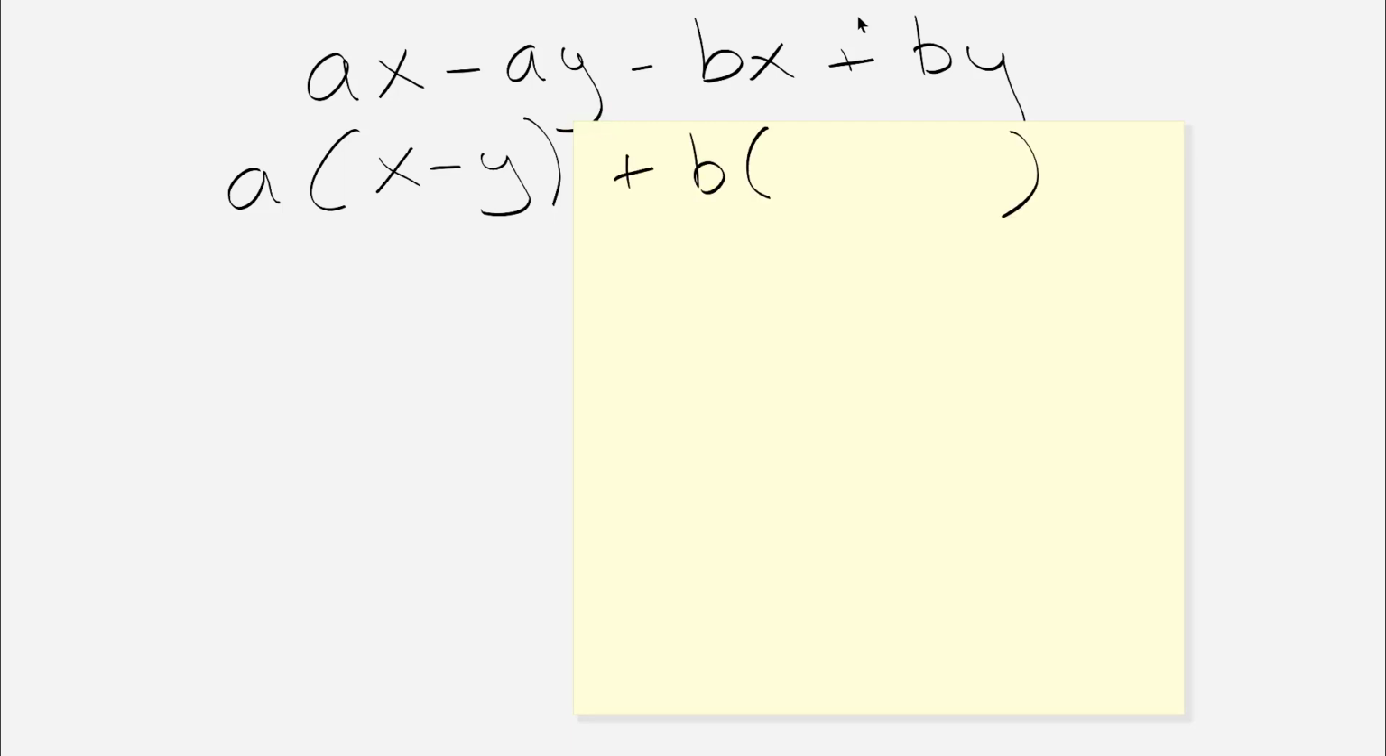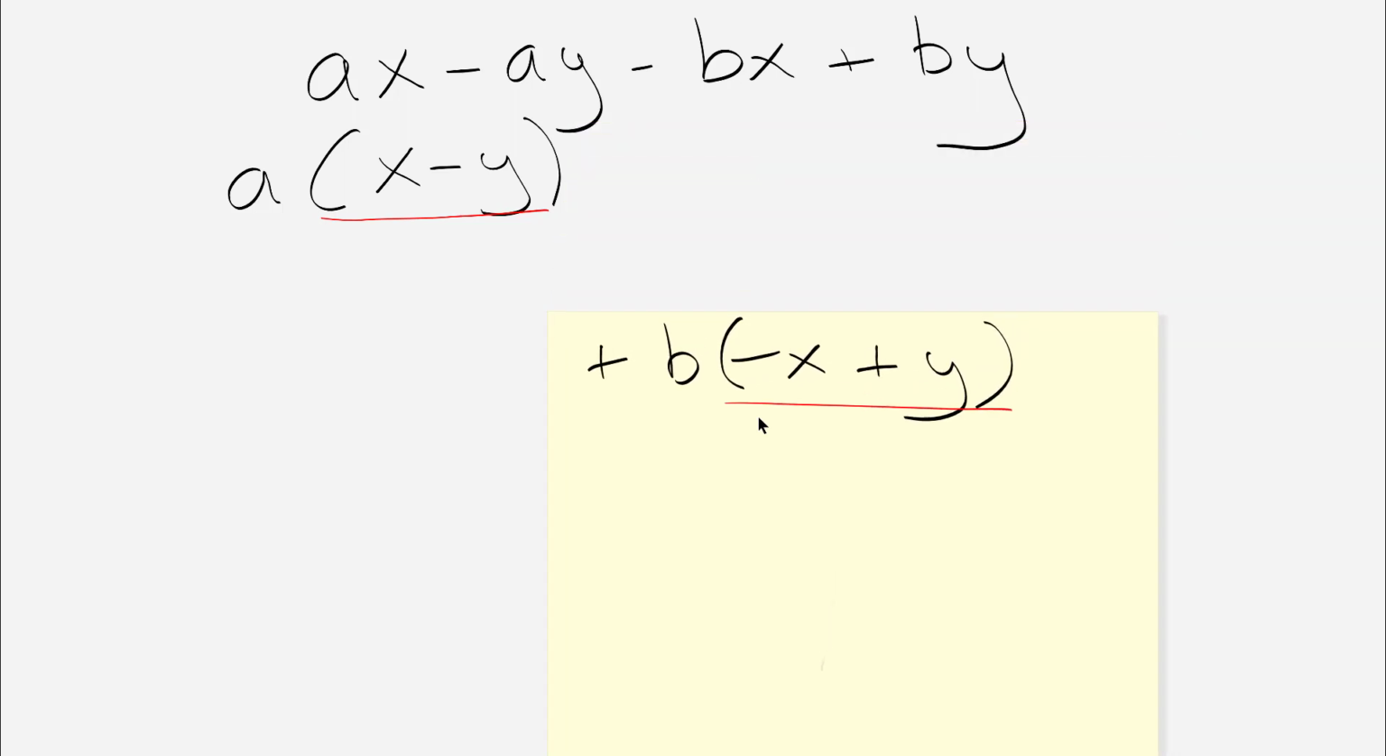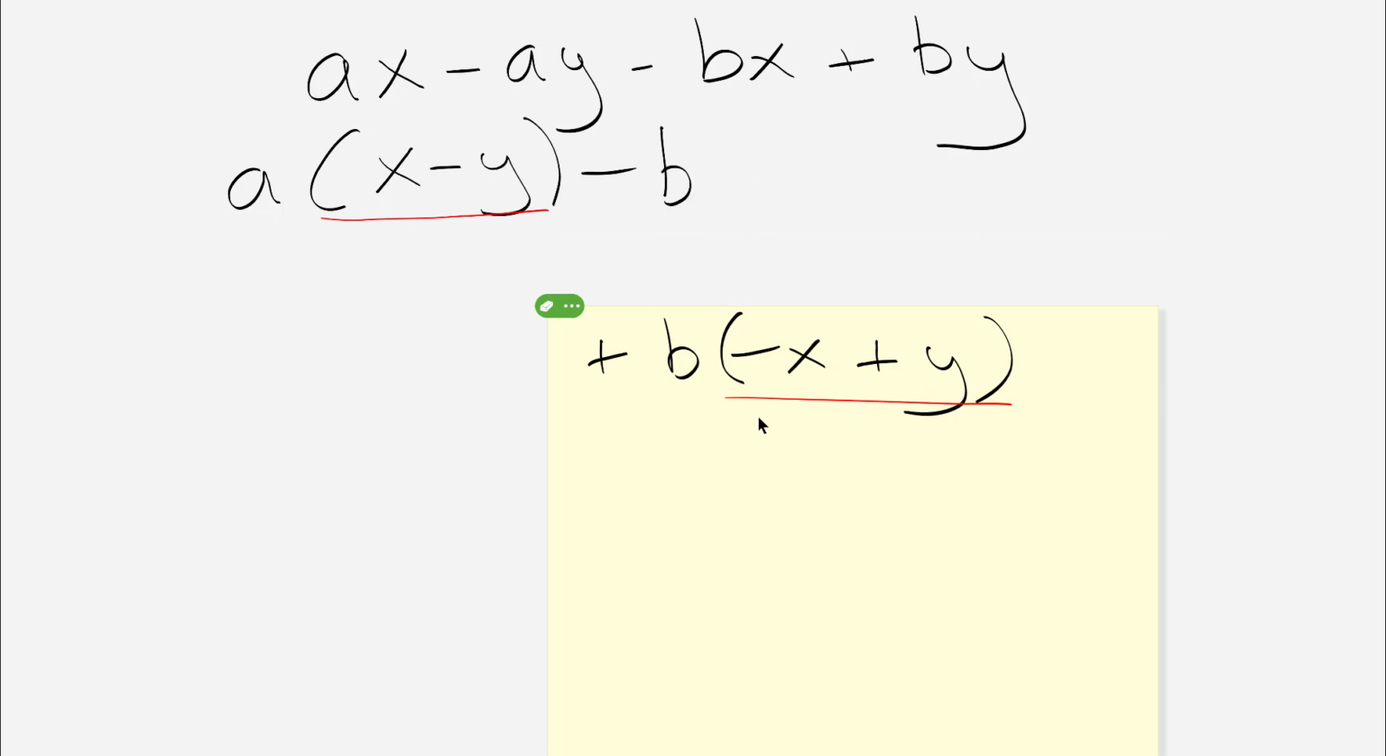If I factorize out plus b, I'll have a minus x and a plus y in the bracket, because b by minus x would be minus bx and b by plus y would be plus by. Now we know that that's not correct, because these two brackets were not the same. So we have to be very careful. Remember, these two brackets have to be the same. So what I need to do here in this case is actually factorize out minus b.